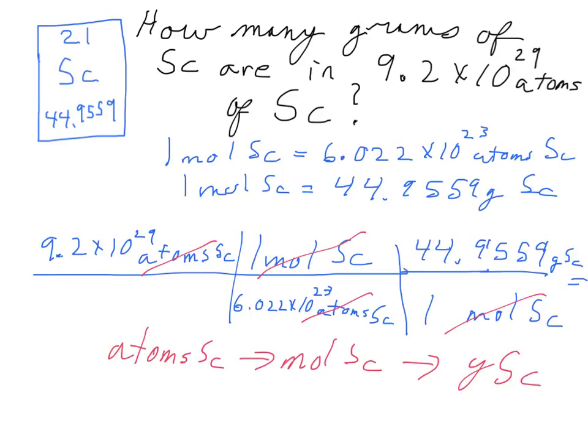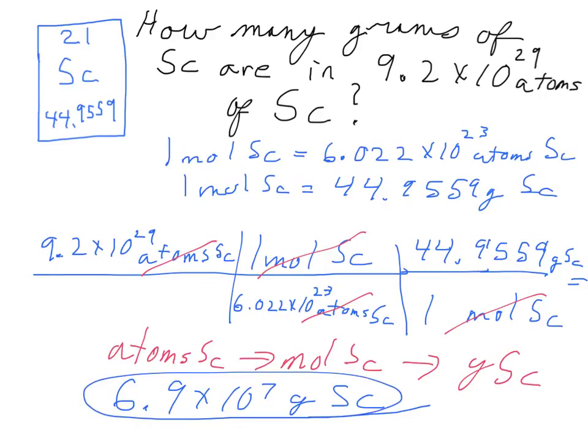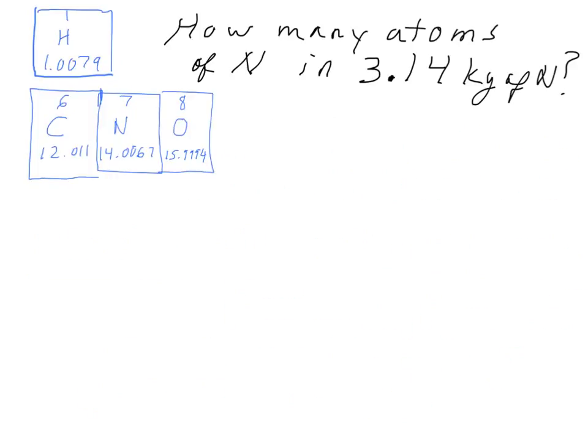And I get, let's see here, 9.2 EE 29 divided by 6.022 EE to the 23rd times 44.9559 equals, 2 sig figs, 6.9 times 10 to the 7th grams of scandium. Chemistry's easy, life is hard. One for old time's sake.